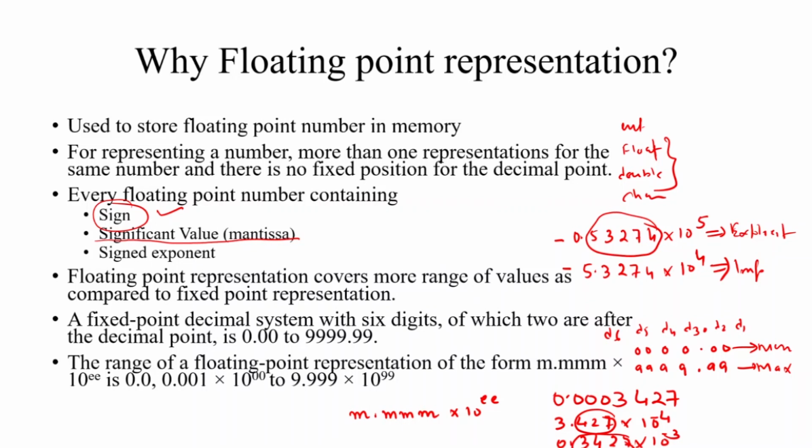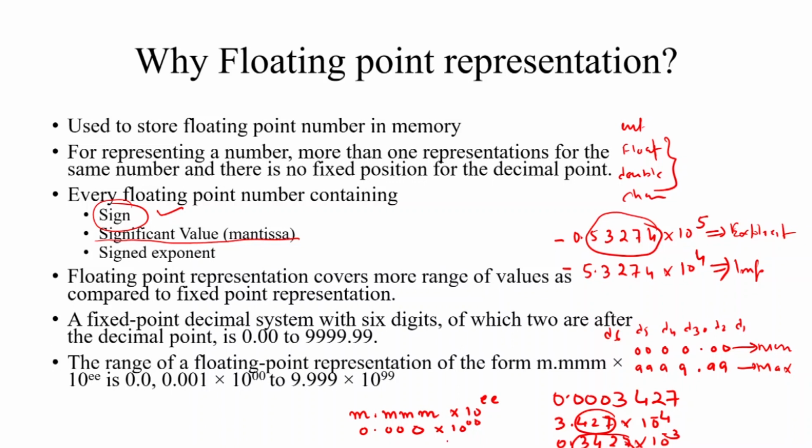The minimum possible value is when all the digits are 0, so it is 0.000 multiplied by 10 to the power e, and the value of these 2 places is also 0. The exponent is also 0, this means 10 to the power 0, that is 1, and when 1 is multiplied by 0, that is 0. So this is the minimum.